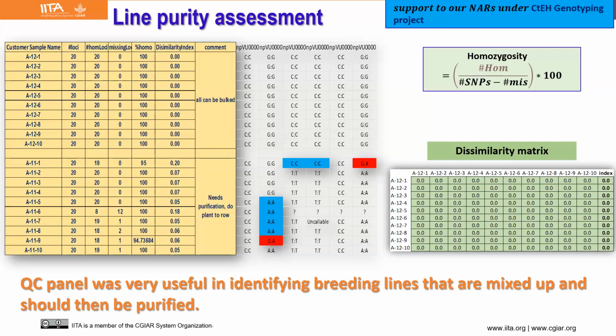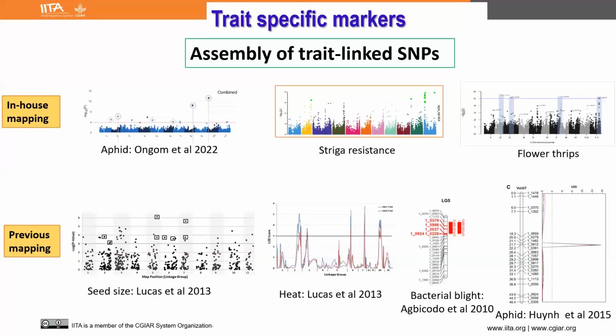genotype data. And so the QC panel was very useful in identifying breeding lines that are mixed, and then we could make a decision on how to purify them, and that would help the breeding program a lot.